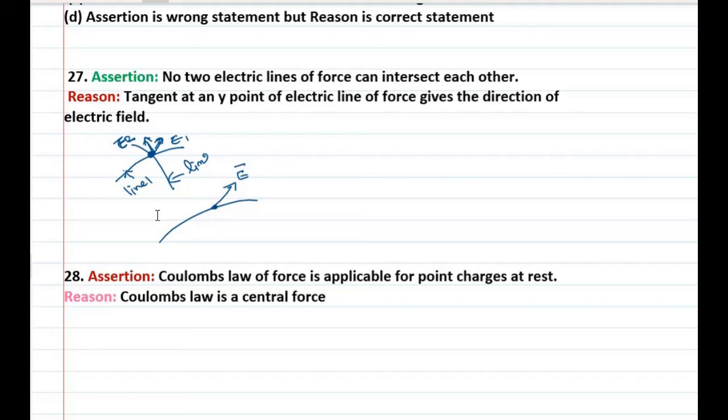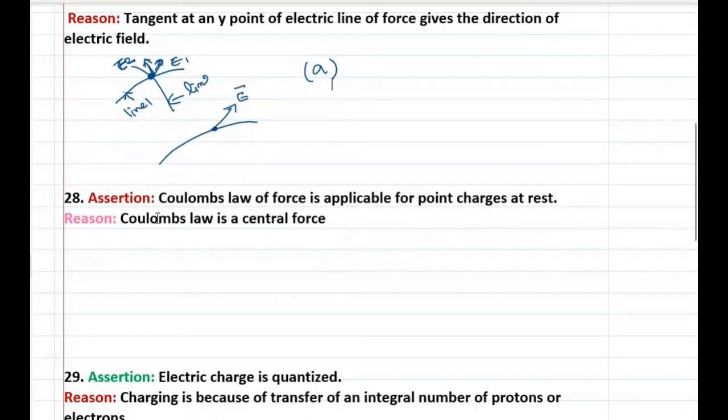So the assertion is correct. Tangent at any point of an electric field line of force gives the direction of the electric field. So the reason is also correct. As I told you, the tangent gives the direction of the electric field at any point. So assertion and reason are both correct, both statements are true, and the reason is the correct explanation for the assertion.